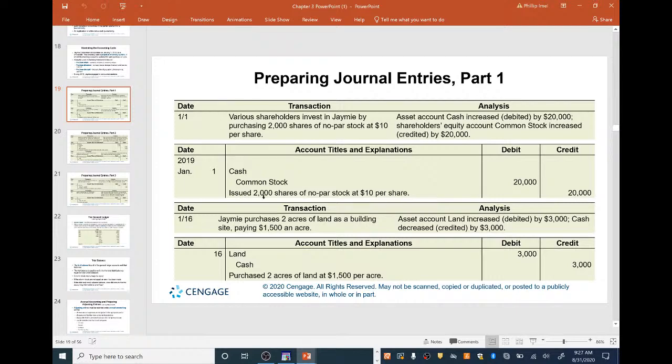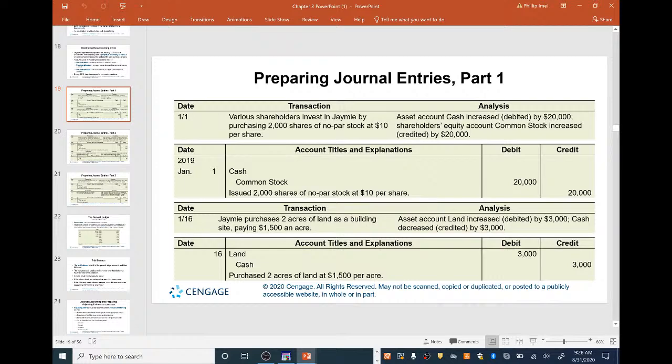So right here, we made our little memorandum, a little note: issued 2,000 shares of no par stock at $10 per share. Okay, so once again, we issued stock, we're receiving cash, we debit it, and we credit common stock because we're issuing common stock. Remember, common stock is a component of shareholders' equity. Equities are credits, so that's why we're crediting that.